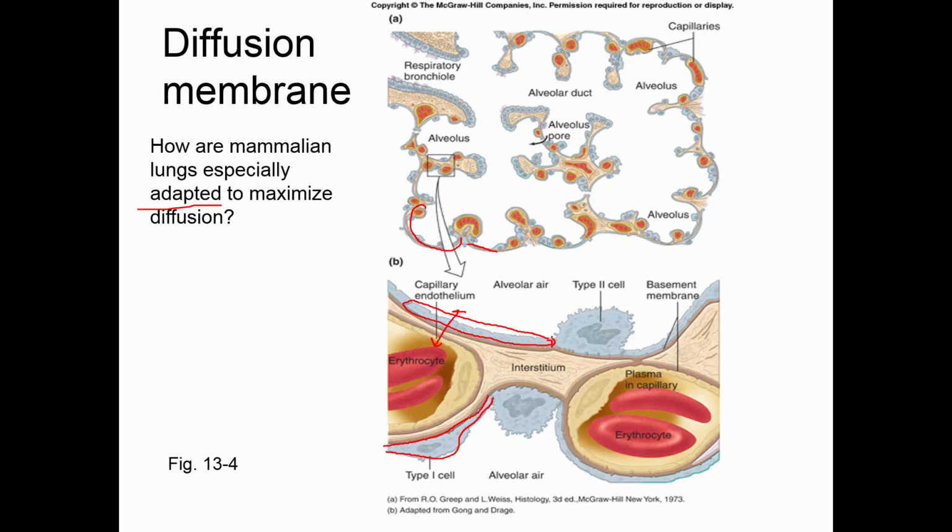Notice we also have some little cells that are called type 2 cells. These cells make a substance called surfactant, and I can't always write really well with this. Surfactant. It's a phospholipid that helps lower surface tension, and we'll get to that in a subsequent slide.